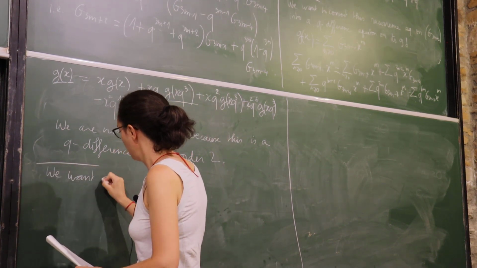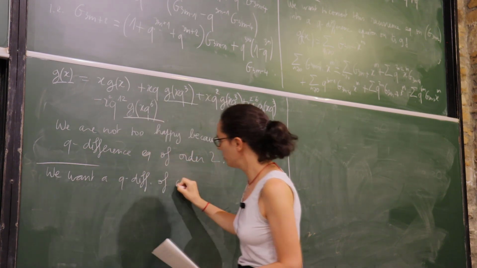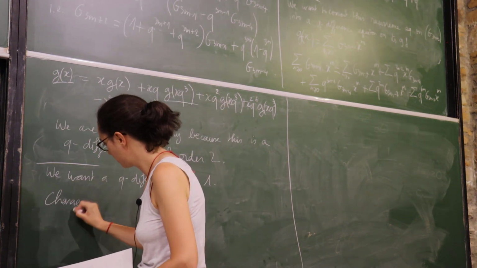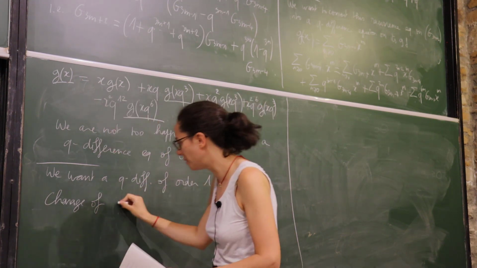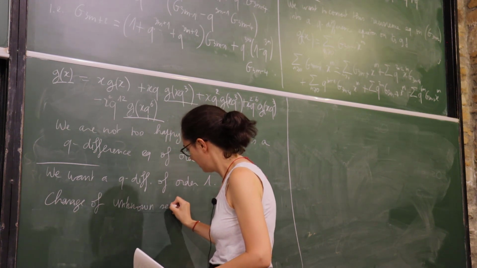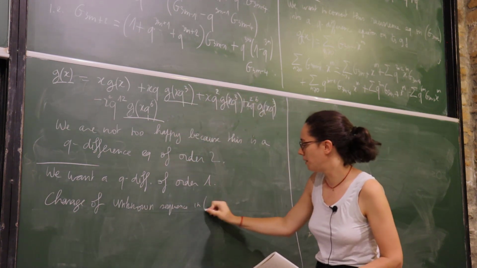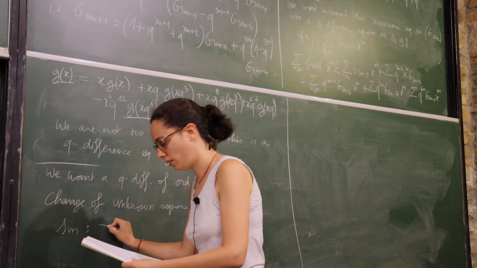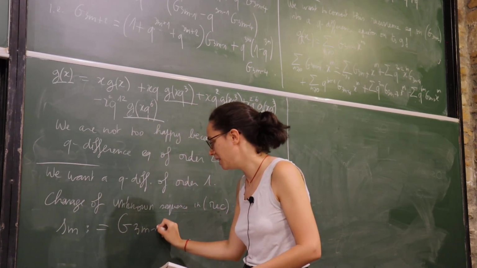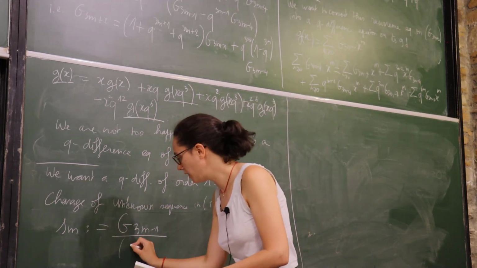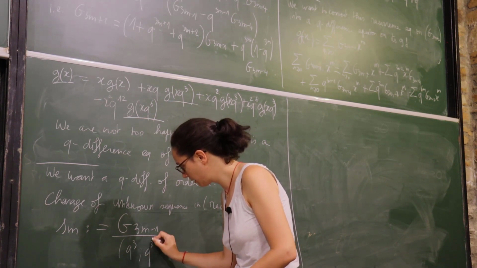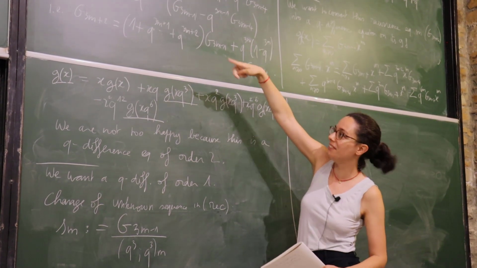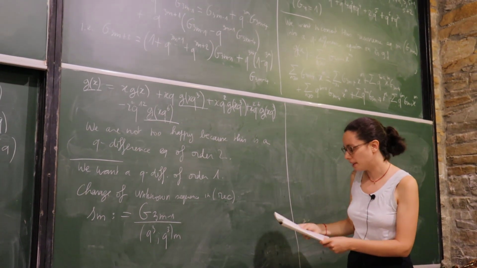So we want a q-difference equation of order 1. We will do a change of unknown function, or rather of unknown sequence, in our equation rec. We will call it s_m; you pick whatever name you like. And this will be g_{3m-1} divided by q^{3m}. We pick it on purpose so that we cancel this term here and make it appear there.